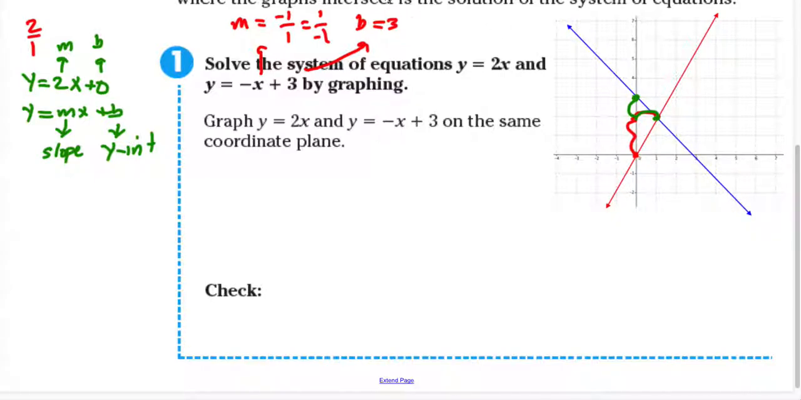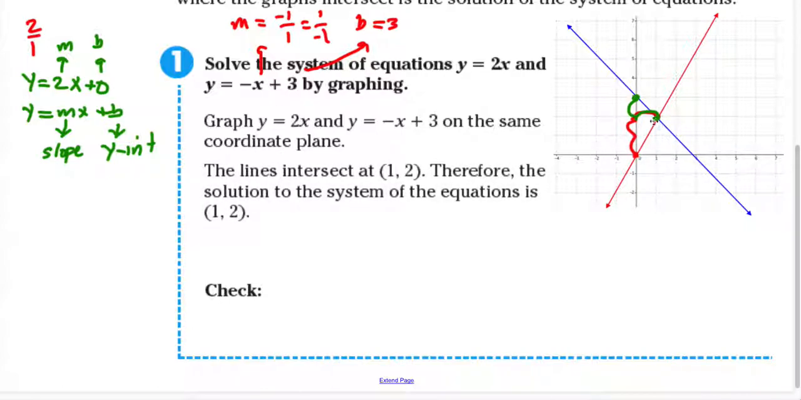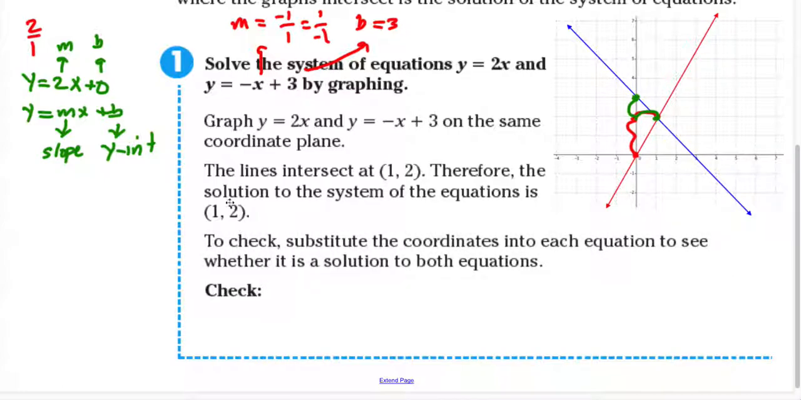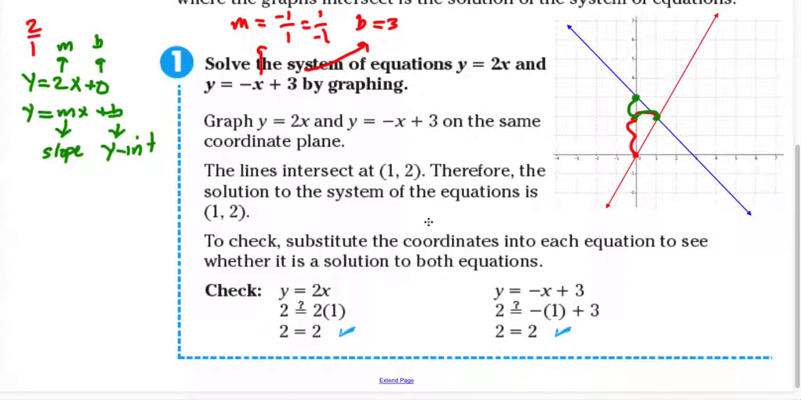If you notice, after graphing both of them, the lines intersect at point (1, 2). Therefore, the solution to the system of equations is (1, 2). To check if our answer is correct, we simply substitute (1, 2) into both equations. In y equals 2x, where x is 1, y is 2, you end up with a true statement. In y equals negative x plus 3, you still end up with a true statement. So the solution to this system by graphing is (1, 2).